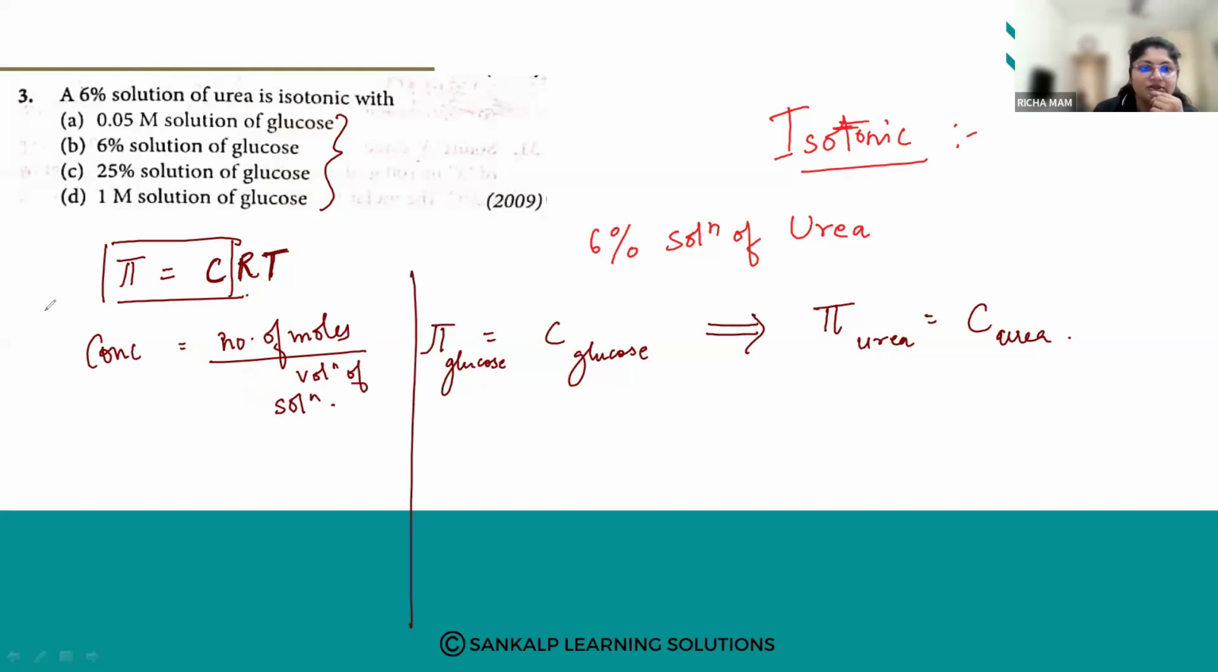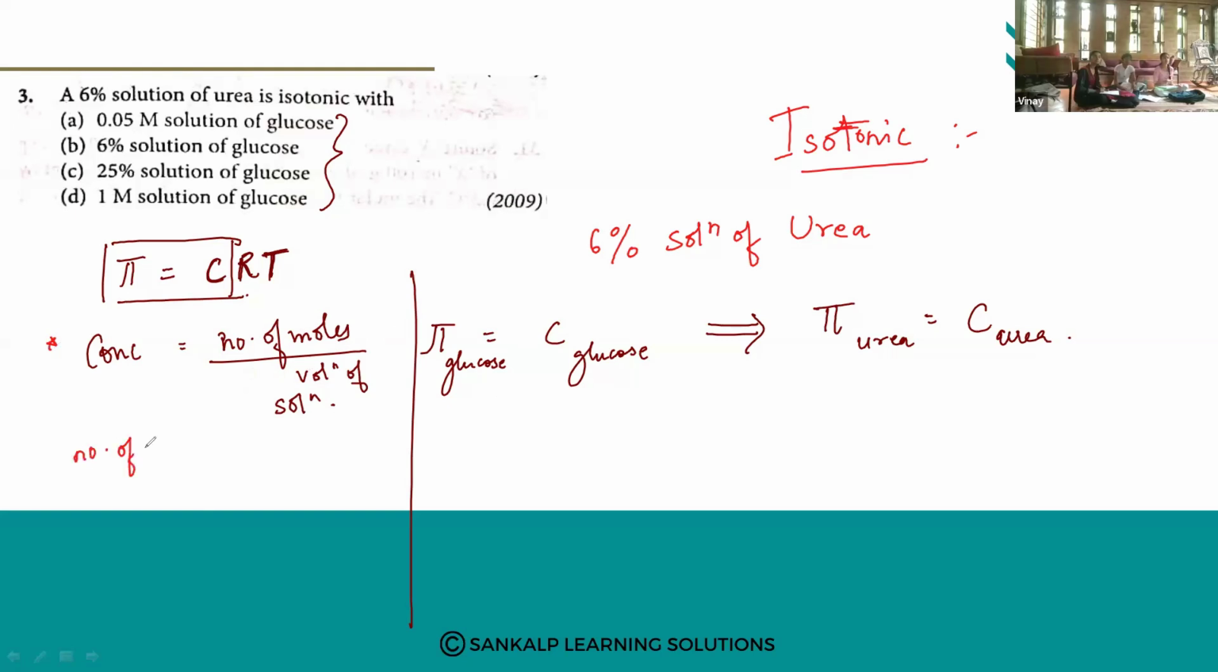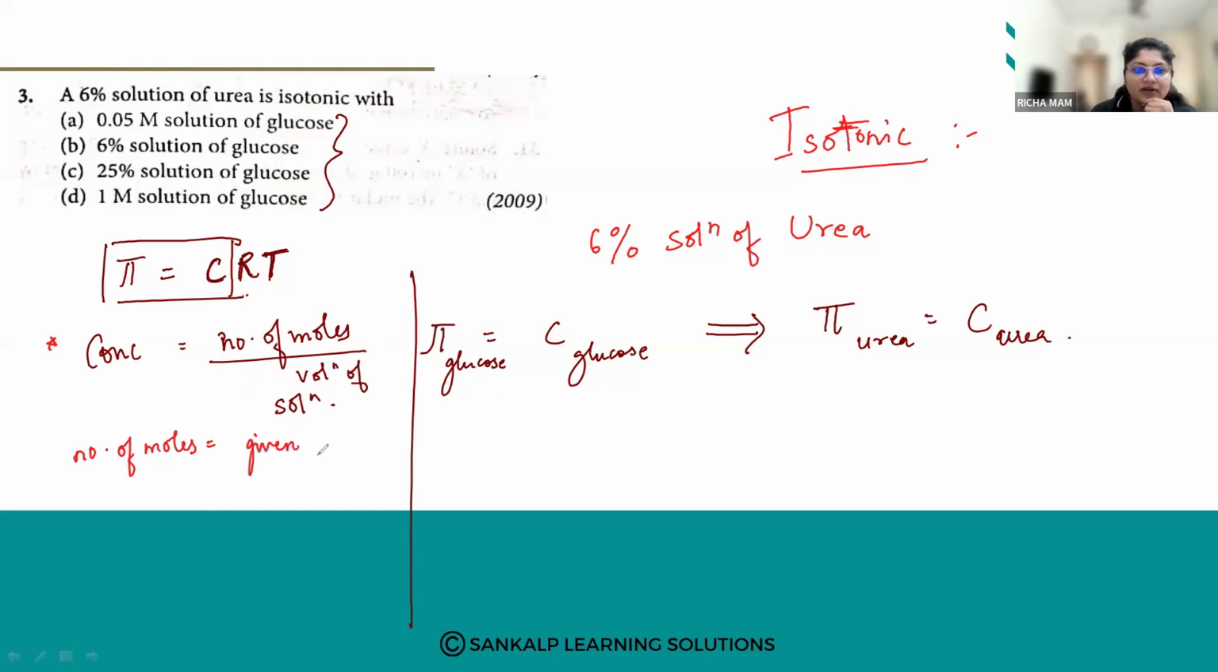Now the given weight is expressed how? Given weight is used for number of moles. Now how to calculate number of moles? Given mass upon the molecular mass. Yes, very good: given weight upon the molecular weight. So all these things you have to remember. Concentration is number of moles upon volume of solution, and number of moles is given weight upon molecular weight. Now let us put these here.